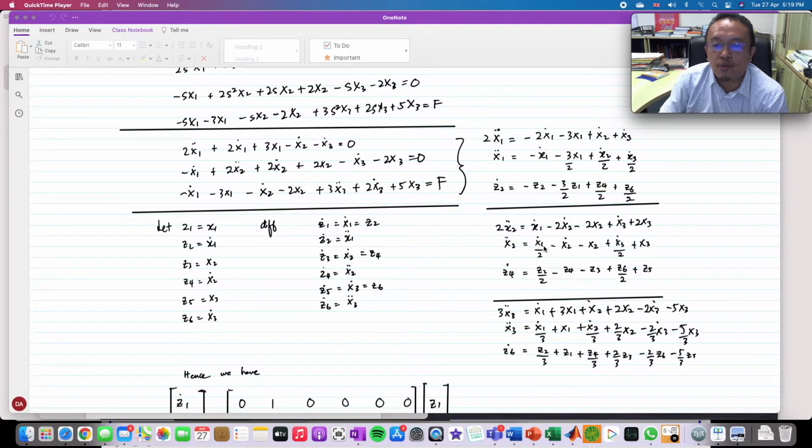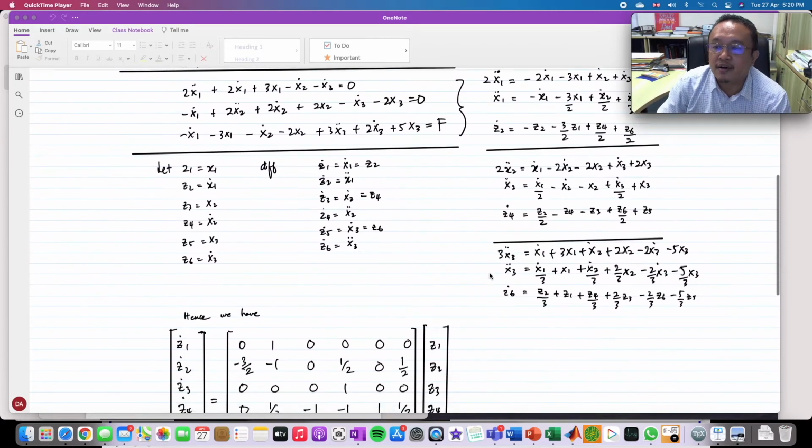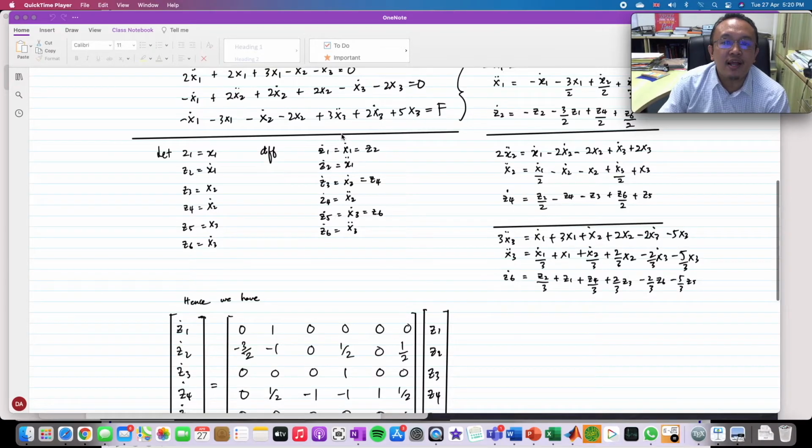Okay, x1 dot, where is it? Here, z2. Okay, x2 dot is z3, straightforward. x3 dot, where is it? Here is z6, so x3 is z5. Okay, straightforward. Right. Okay, so the last line of the equation up here.